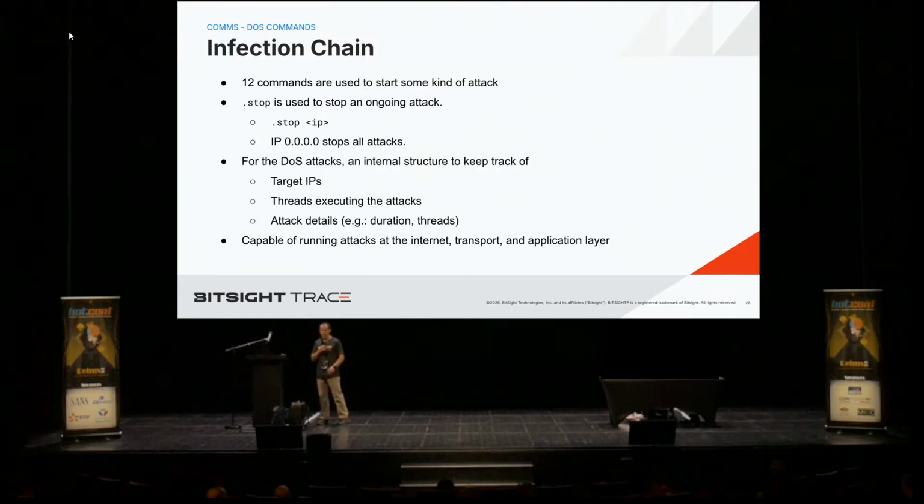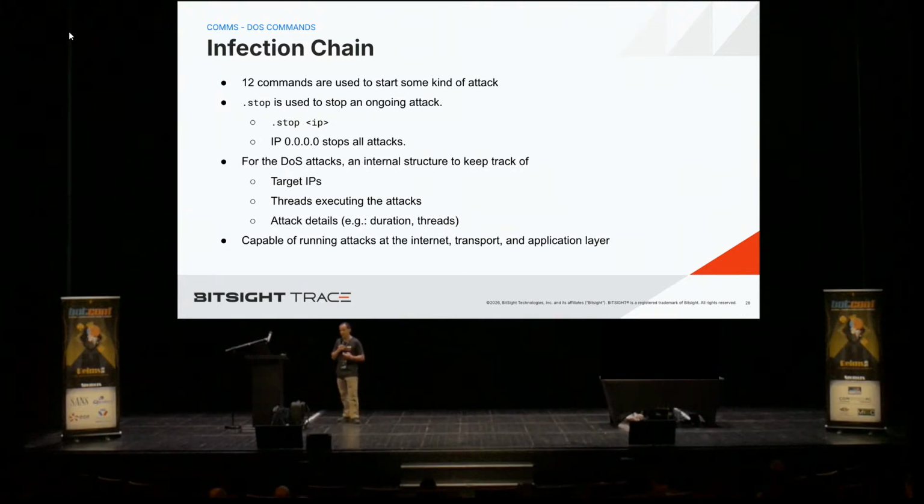On the side of the DOS commands, 12 of them are actually to run some kind of attack, and the other one, which is .stop, is just used to stop an ongoing attack. So the .stop receives one argument. If it's an actual IP, not 0.0.0.0, it will stop the attack to that IP. If it's 0.0.0.0, it will stop all the ongoing attacks. For the DOS attacks, they have an internal structure that keeps track of the target IPs, the threads that are running those attacks, and some of the attack details, so they can actually use the stop command to stop the attacks.